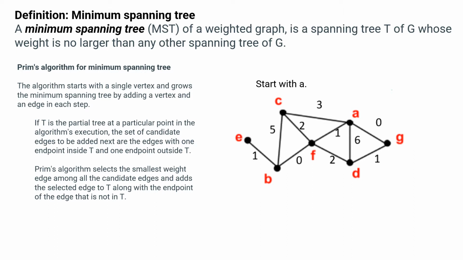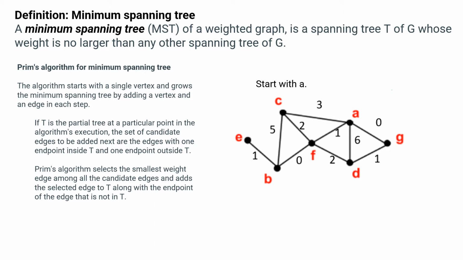Okay, so here we have a weighted graph, and we know to start with A. So we're going to start with A over here, and we're going to say that A is the only thing in the spanning tree so far. Now we're going to add on to A, so we're going to find an edge that includes A and add that to our spanning tree.